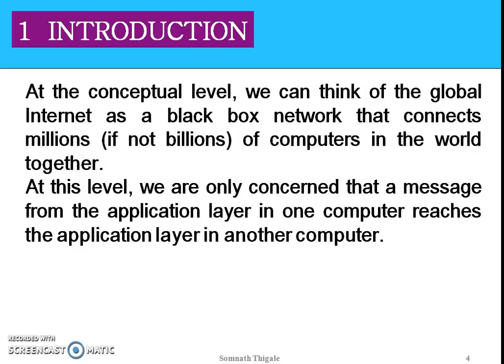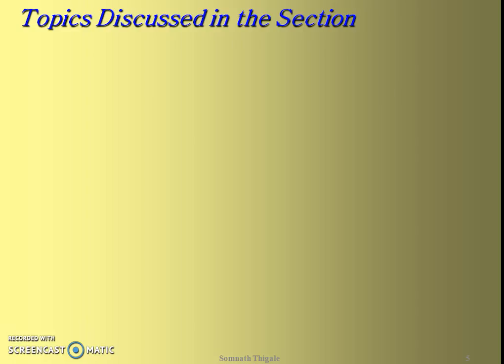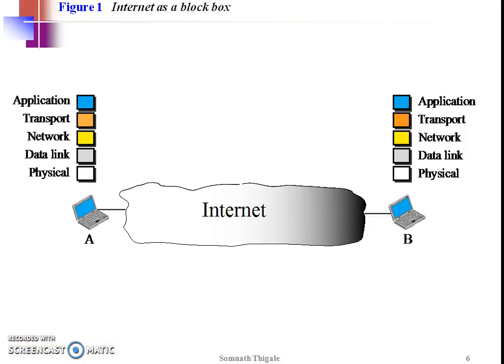At the conceptual level, we can think of a global internet, which will be treated as a black box network that connects millions of computers in this world. So let's have a diagram to understand and to have more visualization on this. So this is what we will try to see.